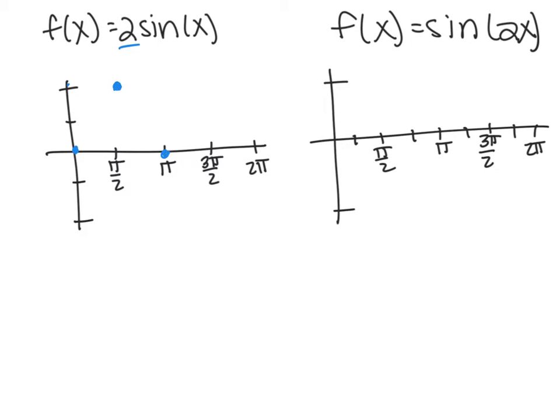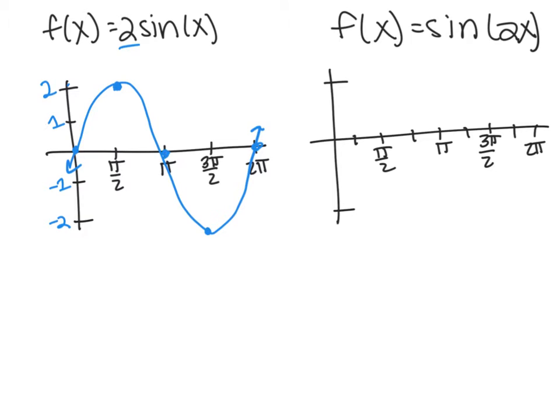Pi was still at 0. 3 pi over 2 instead of negative 1 came down to negative 2. And then 2 pi was at 0. So if we graph this, you should notice what it does to the graph, and it keeps going both ways, is that instead of going up to 1, like the normal sine function did, now it goes up to 2.